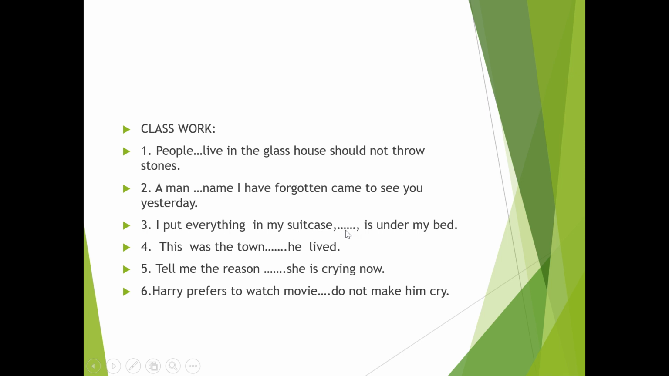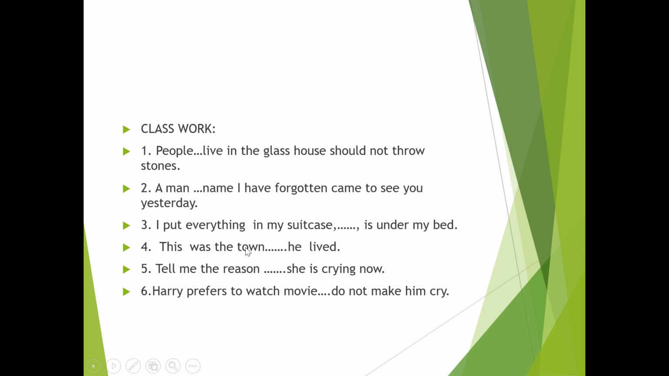I put everything in my suitcase, right? And then is under my bed, right? Okay. And what do you write? I put everything in my suitcase. Now, which things are inside and which are from UK, right? Everything which are from UK, which are from USA. Something is there, extra information is under my bed.